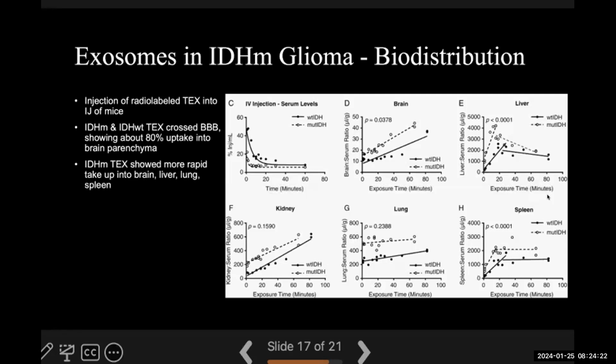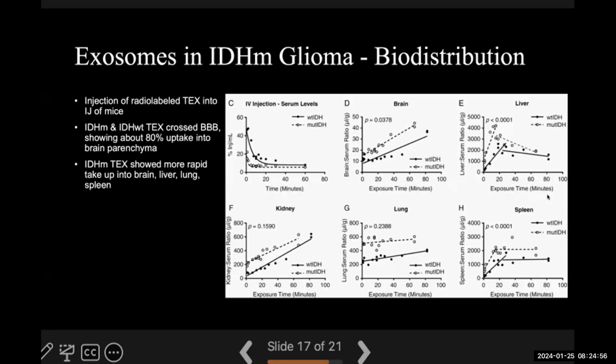And you can see that in brain, liver, kidney, and lung, you get a significant amount of rapid uptake of exosomes into those peripheral tissues. So obviously across the blood-brain barrier as well, and about 80% in the brain was taken up. 80% of the exosomes that were administered were taken up, with only about 20% lying within the capillaries of the mice that we had injected.